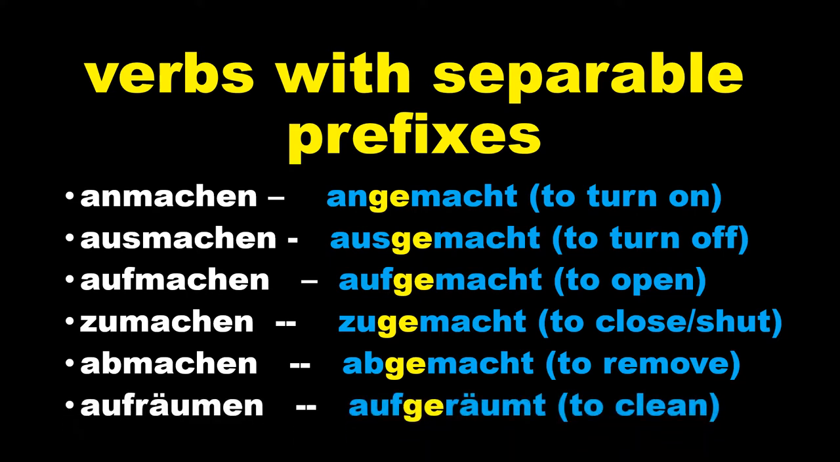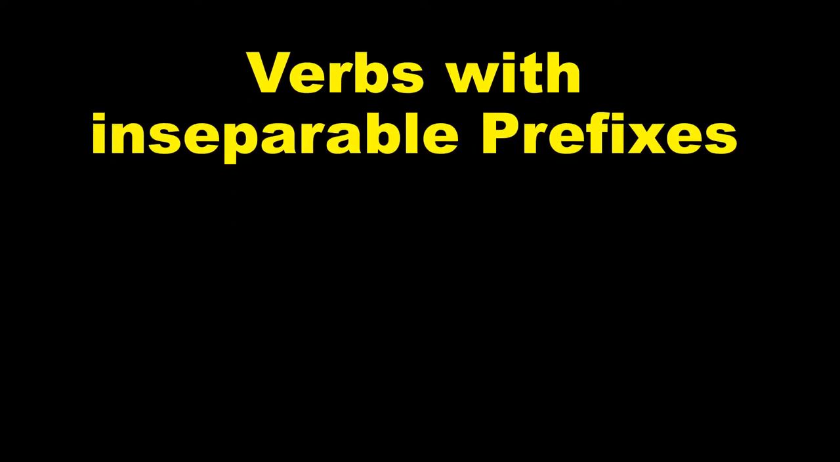Next verb is aufräumen. Auf is the prefix, ge, räumt: aufgeräumt, which means to clean. Go ahead. Now, the next category is verbs with inseparable prefixes. How do we frame the participle two form for verbs with inseparable prefixes, which look like they have a prefix, but there is no separable prefix in those kinds of verbs.